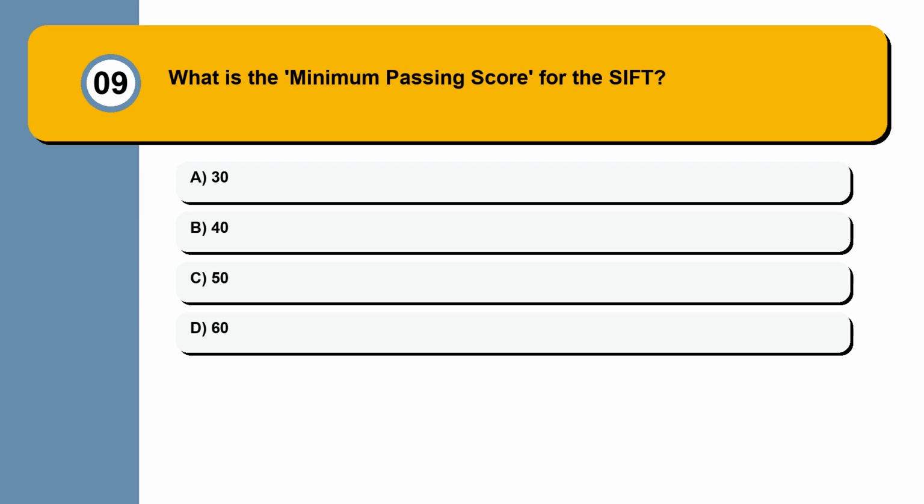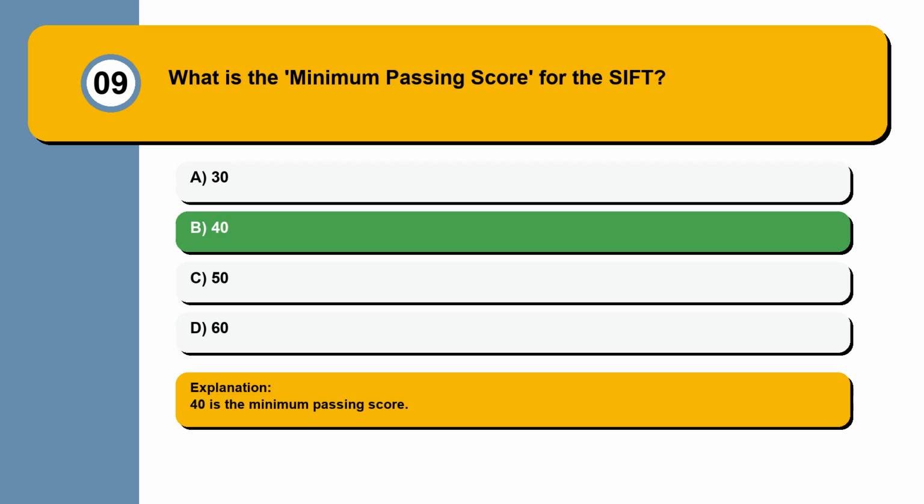Question 9. What is the minimum passing score for the SIFT? 30, 40, 50, 60. 40 is the minimum passing score.